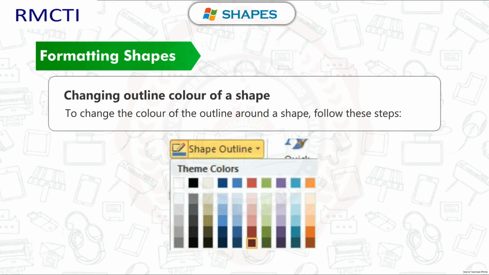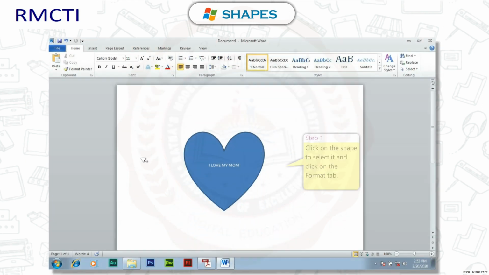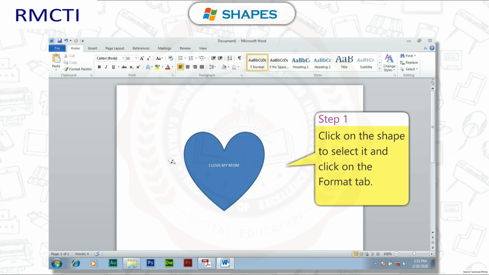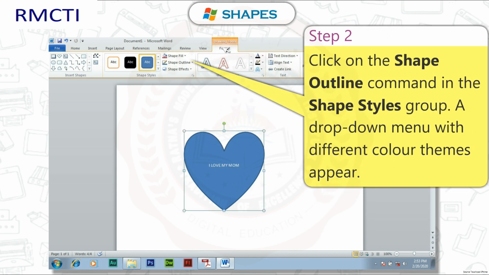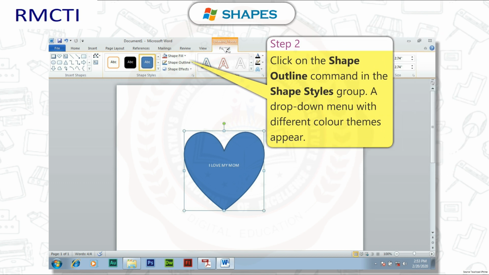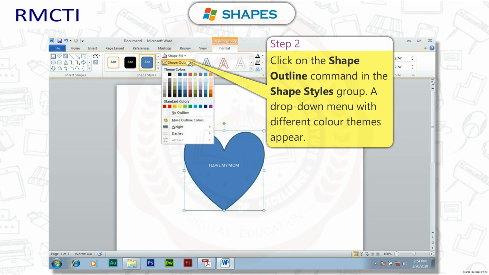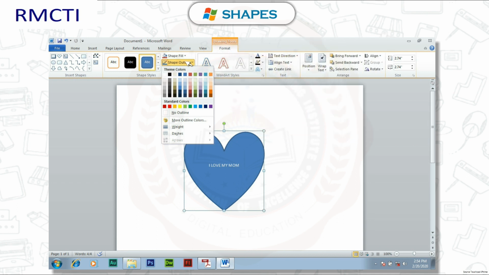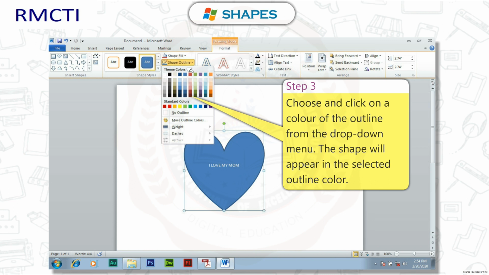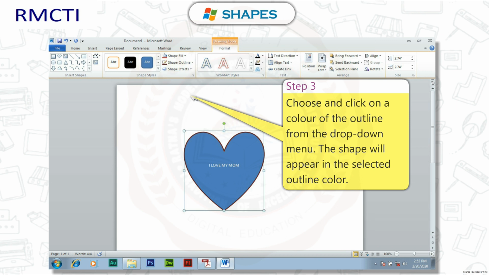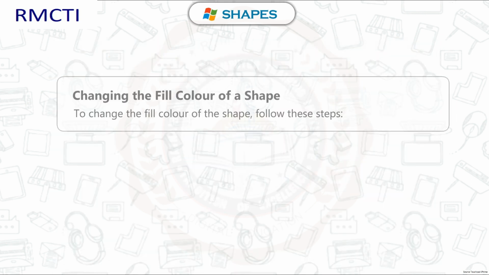To change the color of the outline around a shape, follow these steps. Step 1. Click on the shape to select it and click on the Format tab. Step 2. Click on the Shape Outline command in the Shape Styles group. A drop-down menu with different color themes appears. Step 3. Choose and click on a color of the outline from the drop-down menu. The shape will appear in the selected outline color.